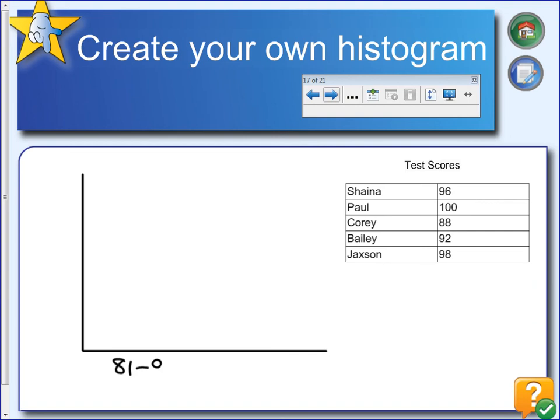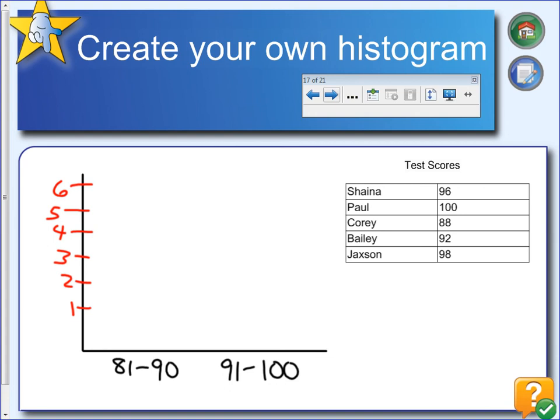We're going to do the test scores from 81 to 90, and then the test scores from 91 to 100. Okay? And we're just going to group them. We're going to see how many test scores there are, and on the left side we're going to have 1, 2, 3, 4, 5, 6. Now we want the bars to touch.